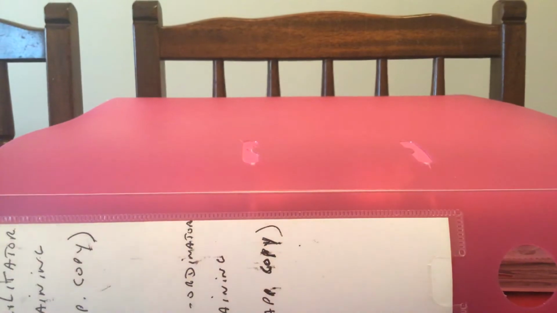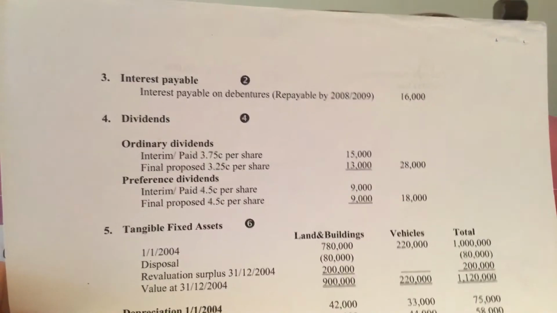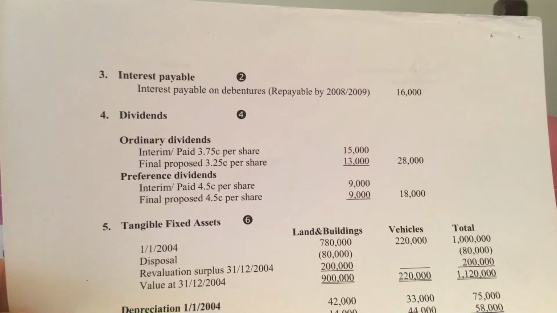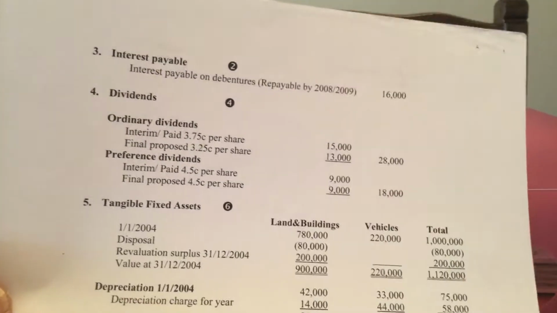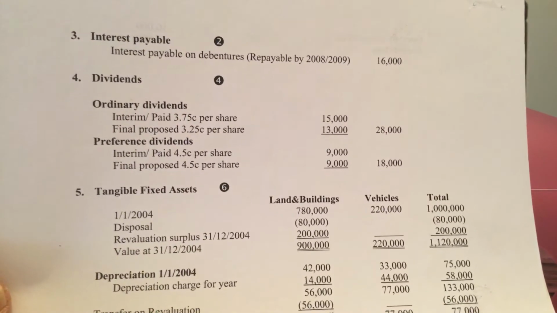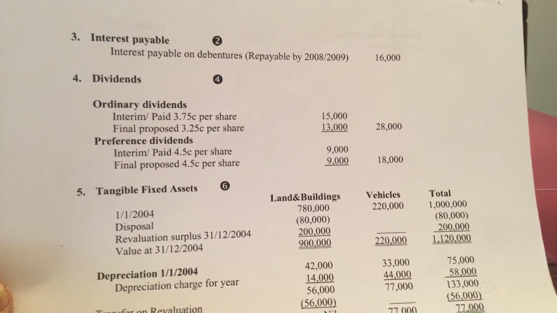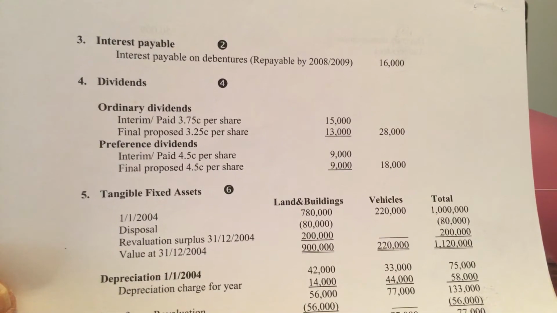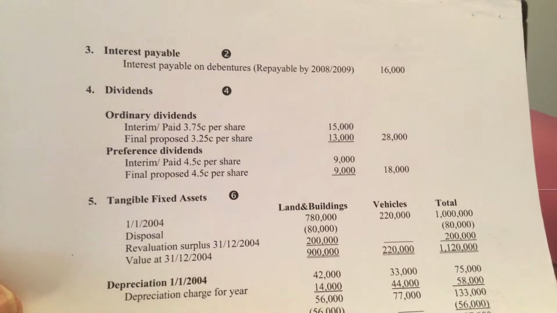Now, then move on to interest payable. Interest payable on debentures which are repayable 2008, 2009, 16,000 is your 12,000 plus your 4,000. Your dividends. Now your ordinary dividends paid, which was your 15,000, and your interim preference dividend paid 9,000. So that was 15,000 and 9,000. That was in the trial balance.